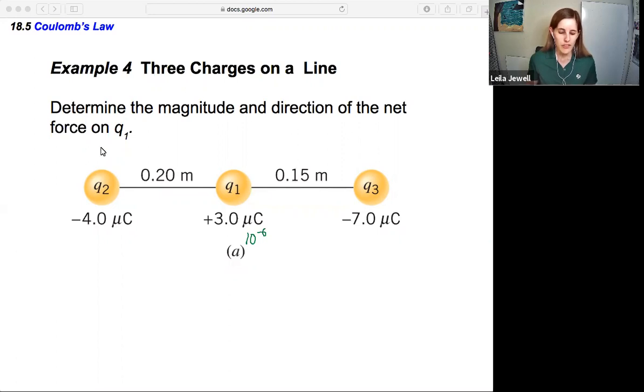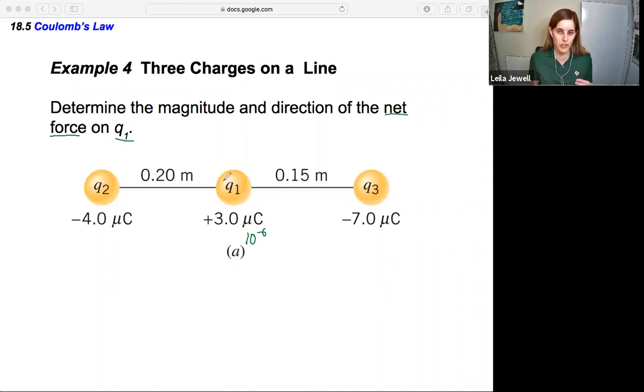So we're trying to find the magnitude and direction of the net force on Q1. So that means we're most focused on Q1. That said, there's a lot of different force pairs we can look at here. And that's what we'll be using: we'll take Coulomb's law and think about it for each of the possible pairings, right? So we could first start with Q1 and Q2.